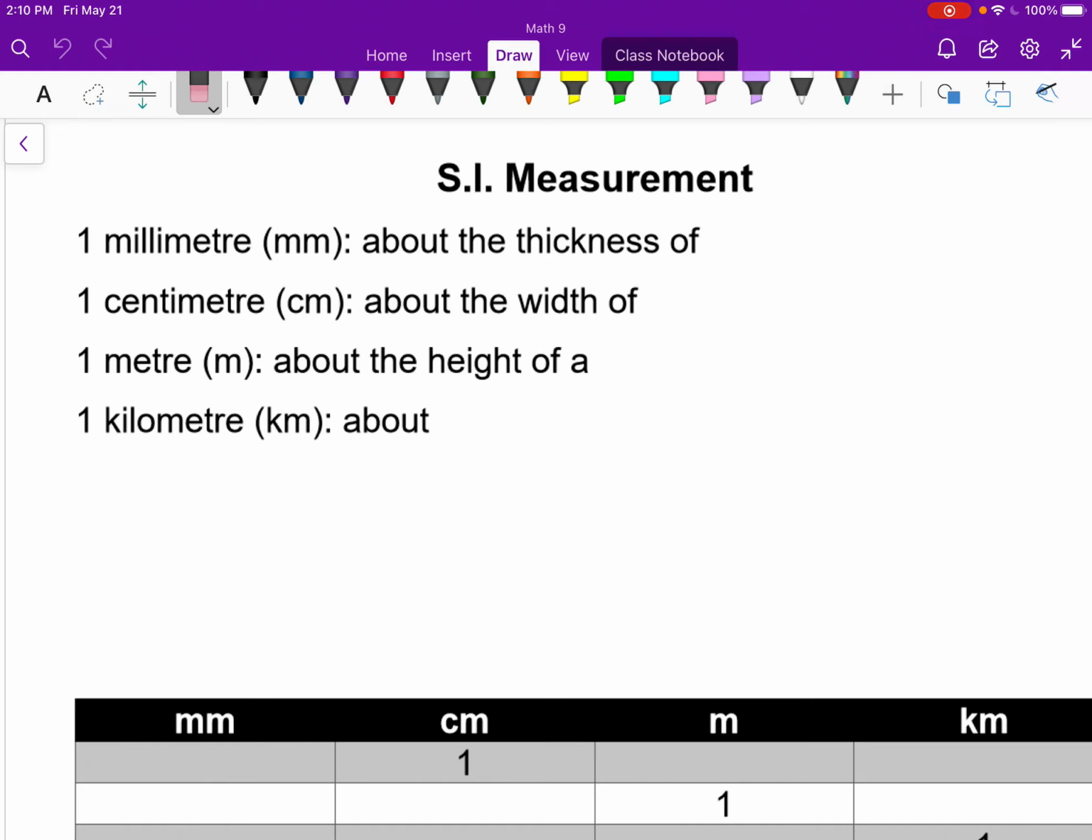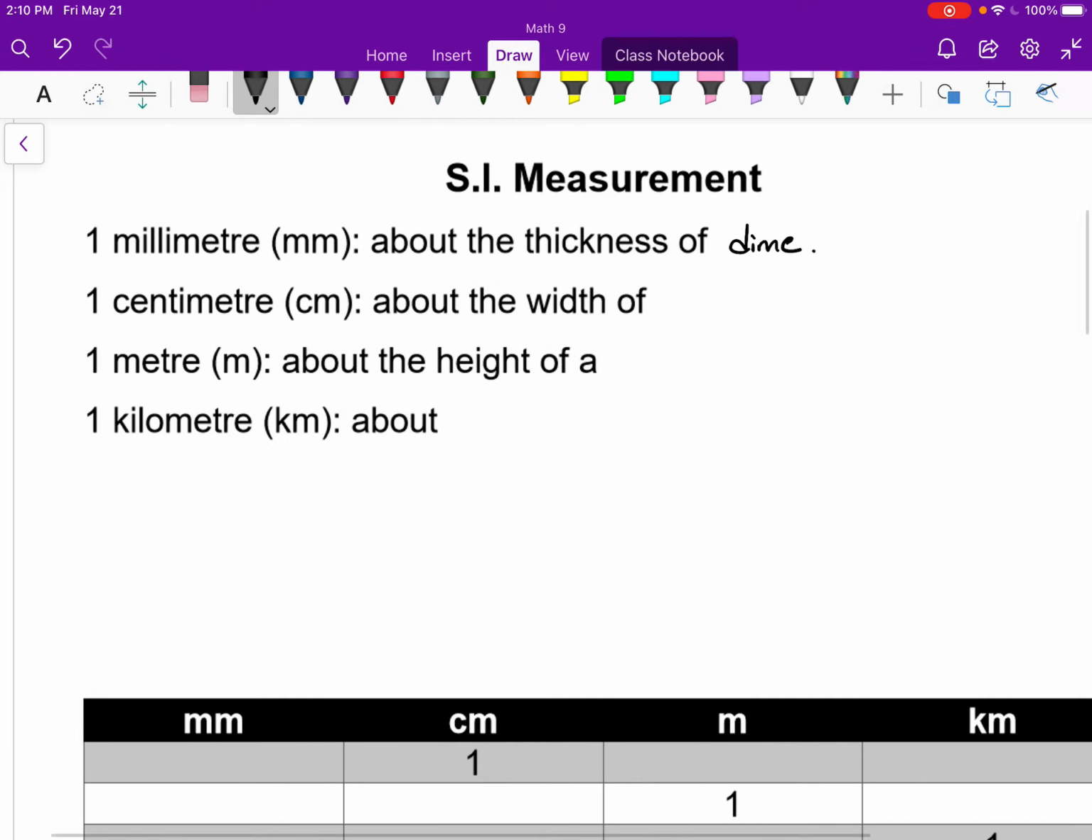And so first we want to have a sense about what each one of these is roughly. So 1 millimeter is about the thickness of a dime. Not the diameter of a dime, but the thickness of a dime. Okay, so it's thin, but it's not like microscopic or anything. 1 centimeter is about the width of a fingernail.